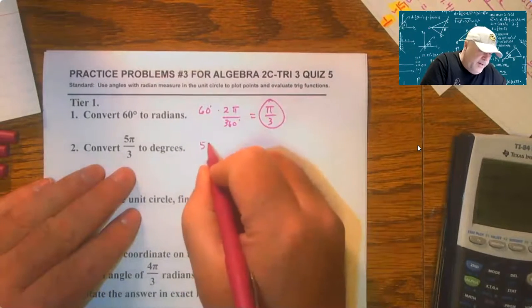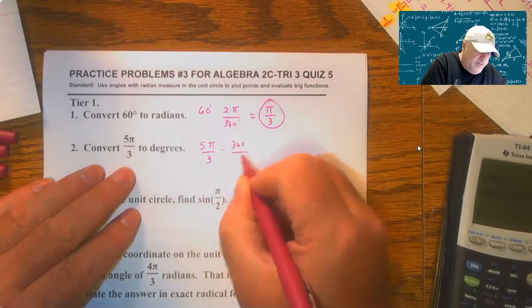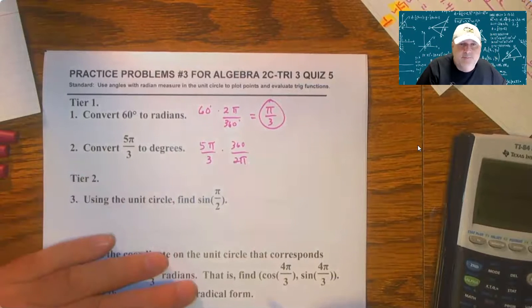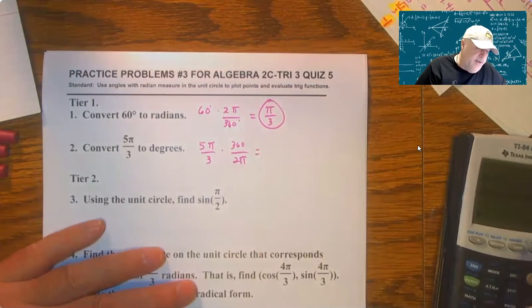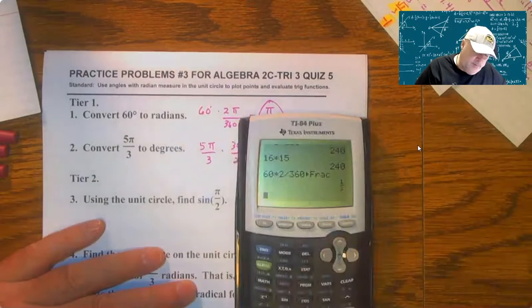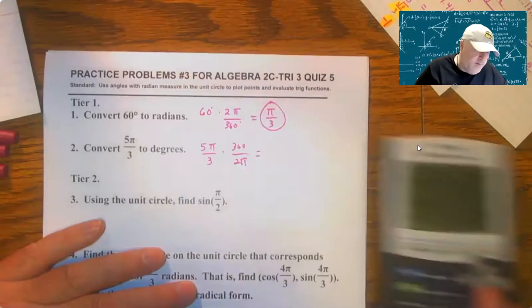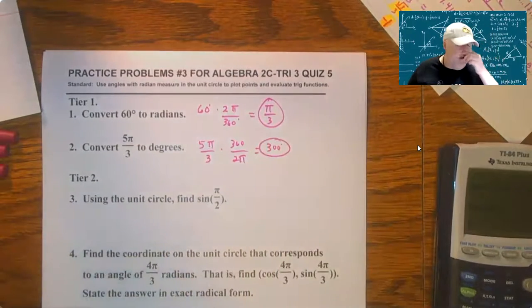So here 5 pi over 3 times 360 over 2 pi. So you want the pi radians to drop out. So that's how I always think about it. 5 times 360 over 6. And that is 300 degrees. Leave the pi out of the calculation all the time.